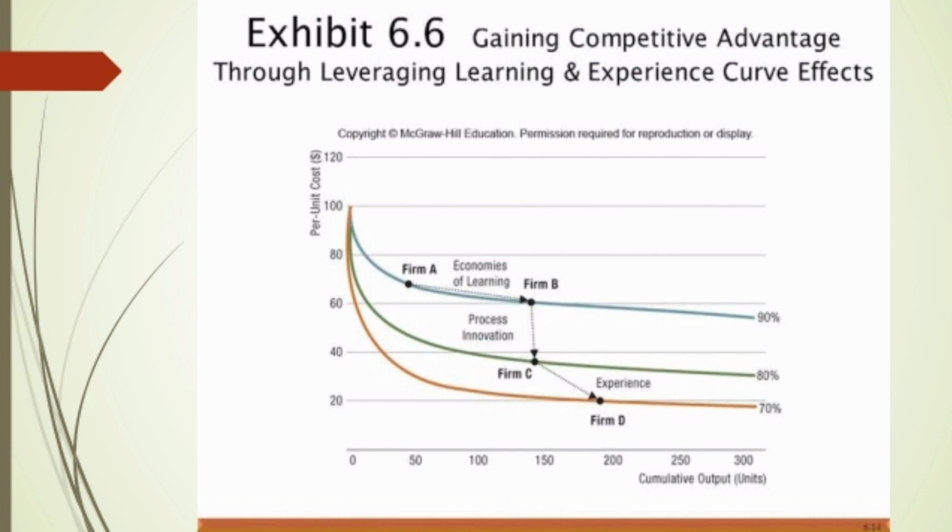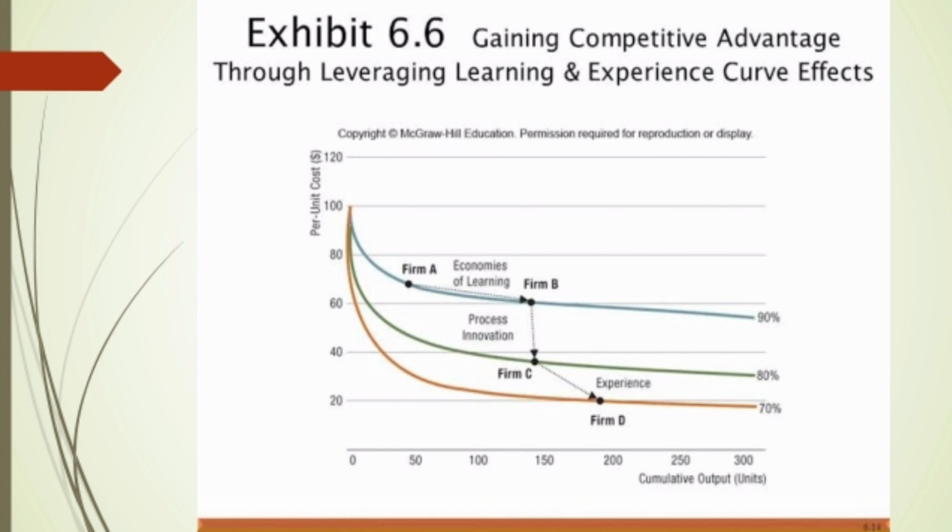Next is gaining competitive advantage through leveraging learning and experience curve effects. From A to B, it is economies of learning. However, this differs from economies of scale because economies of learning do not stop at a certain level. They keep on improving efficiency. A classic example of this, which is often cited, is Japan's market leadership from the 1980s in technology-intensive goods such as TVs and audio equipment.